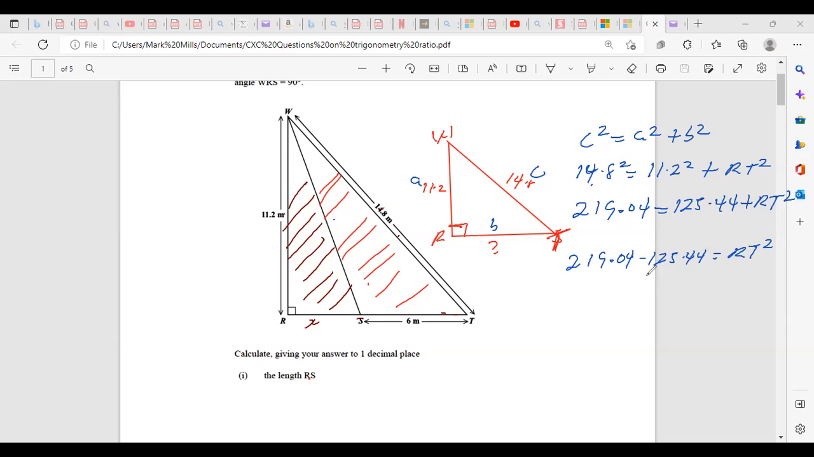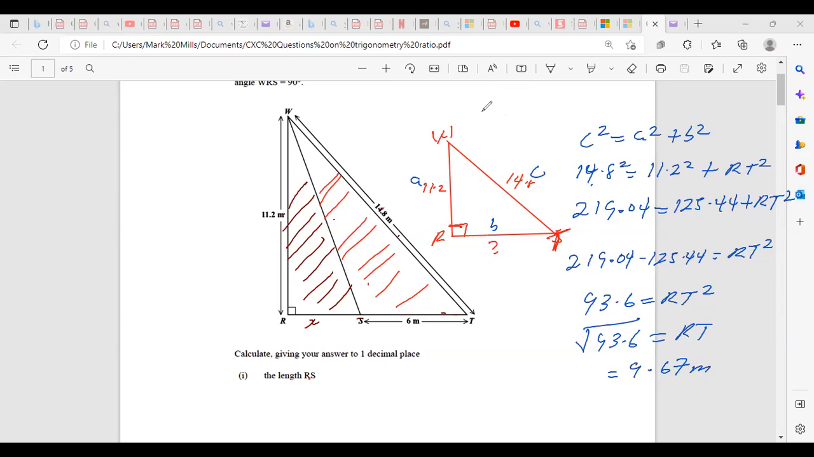Let's subtract and see what we get. 93.6. Yes, that's RT square. Okay. Now we find the square root of 93.6. That's RT. Now work it out for me. What do you get for the square root of 93.6? 9.67, right? Meters, right?